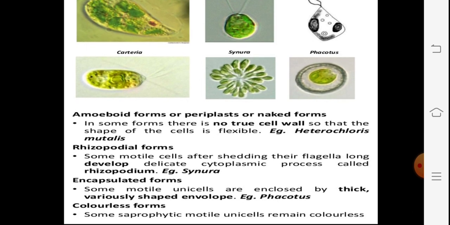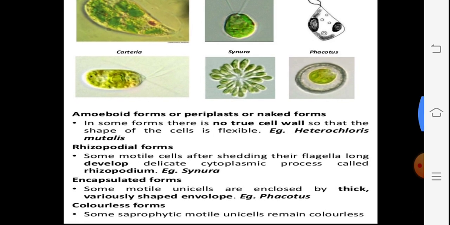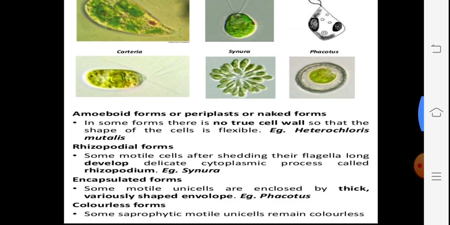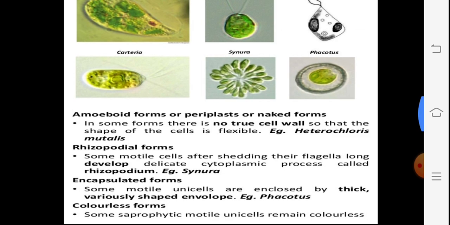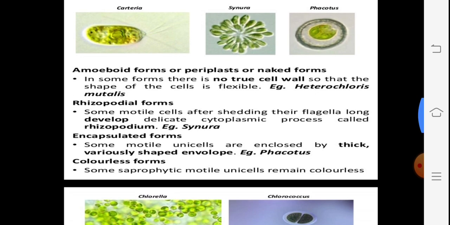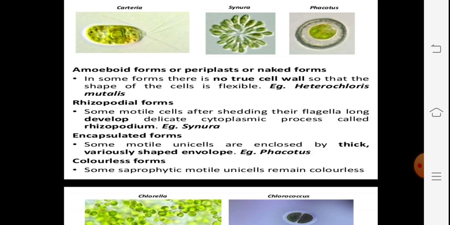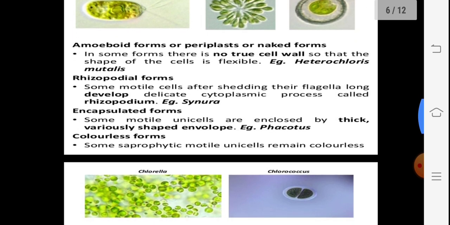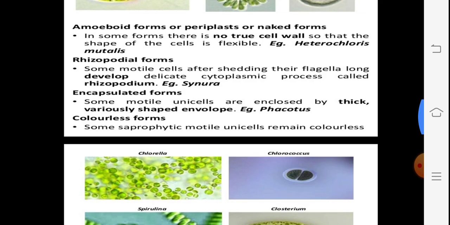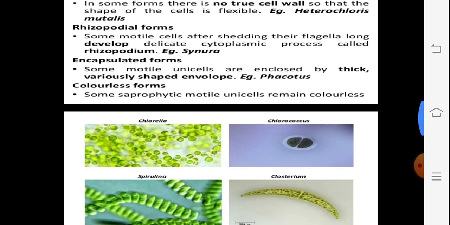In amoeboid forms, these are called periplast or naked forms. There is no true cell wall, and therefore their cells are flexible. Heterochloris is a good genus. For rhizopodial forms, an example is Cyanura, which shows flagella that are long, developed, and delicate cytoplasmic extensions. Then encapsulated forms, an example is Phacus, which shows a thick and variously shaped covering.